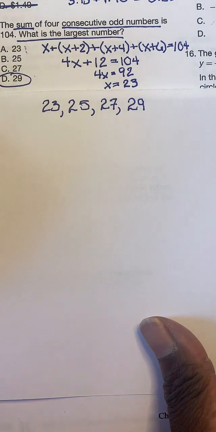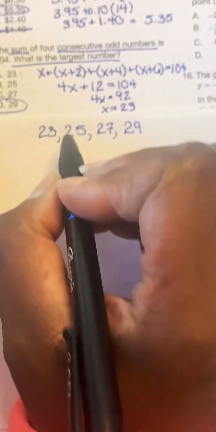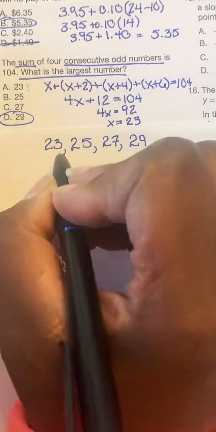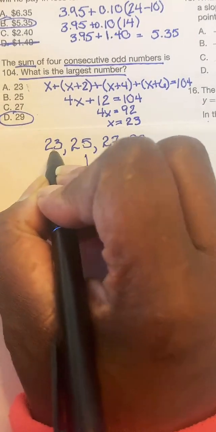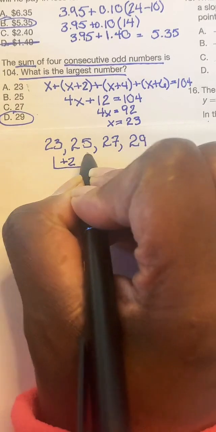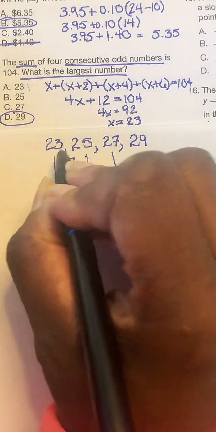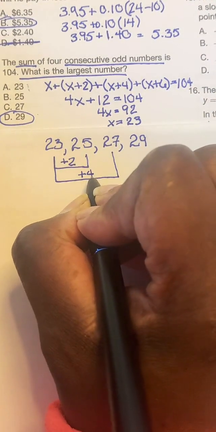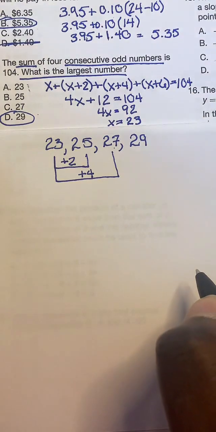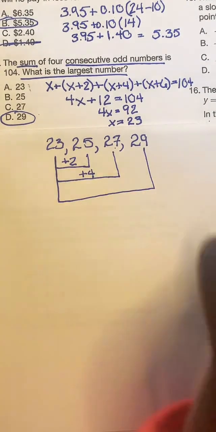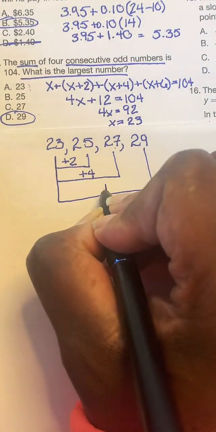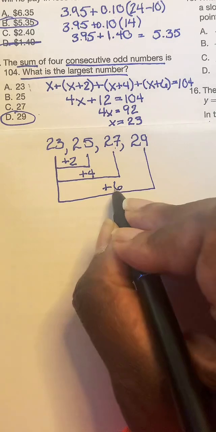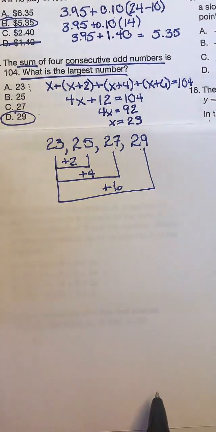If it's odd, why do plus 2? Well, for me to go from 23 to 25, 23 plus 2, isn't that 25? If I wanted to go from 23 to 27, 23 plus 4, doesn't that give me 27? And if I want to go from 23 to 29, 23 plus 6, isn't that 29?